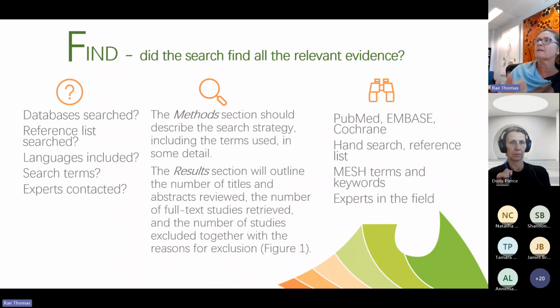Where did they search? What have they done with the reference list? Have they hand searched the reference list of the included studies? Did they use MeSH terms, keywords? Were experts in the field contacted? All those clues are something that I'm particularly interested in reading.